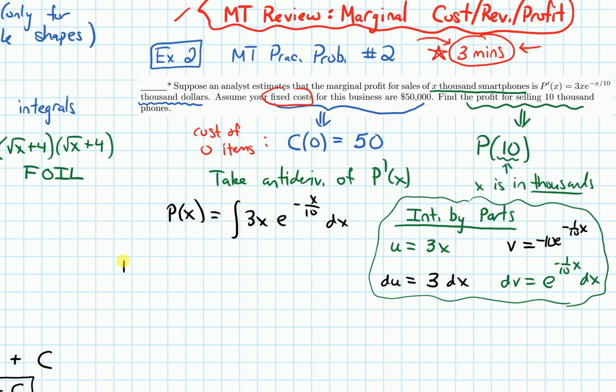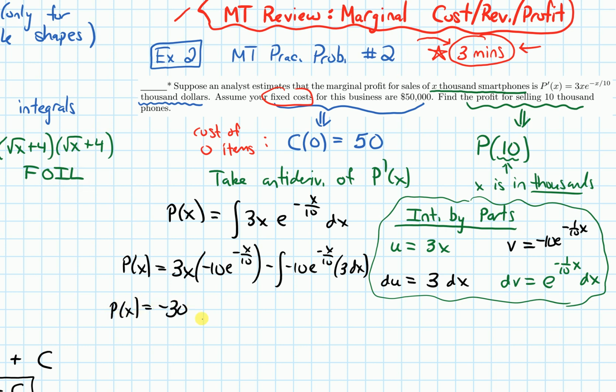So we'll get P of x equals uv, it's 3x times negative 10 e to the negative x over 10, minus the integral of v du. So negative 10 e to the negative x over 10 times 3 dx. We can simplify this. P of x equals negative 30x times e to the negative x over 10. The double negative becomes a positive, and then I'll have the integral of 30 e to the negative x over 10 dx.